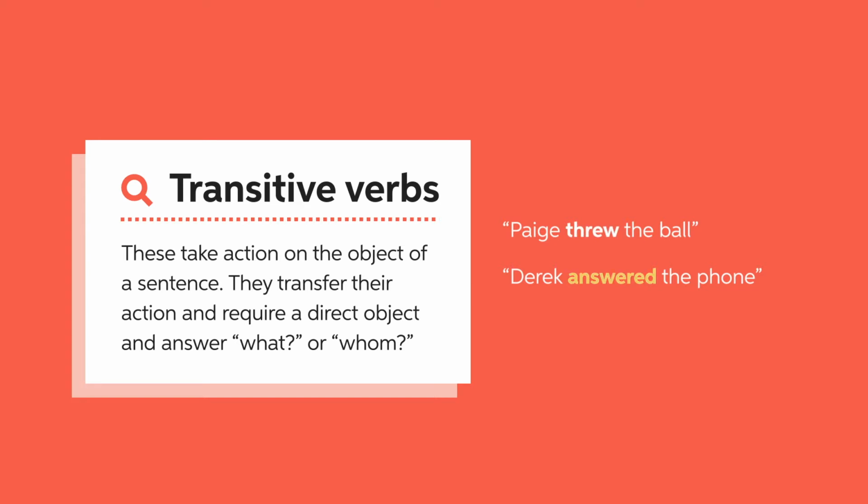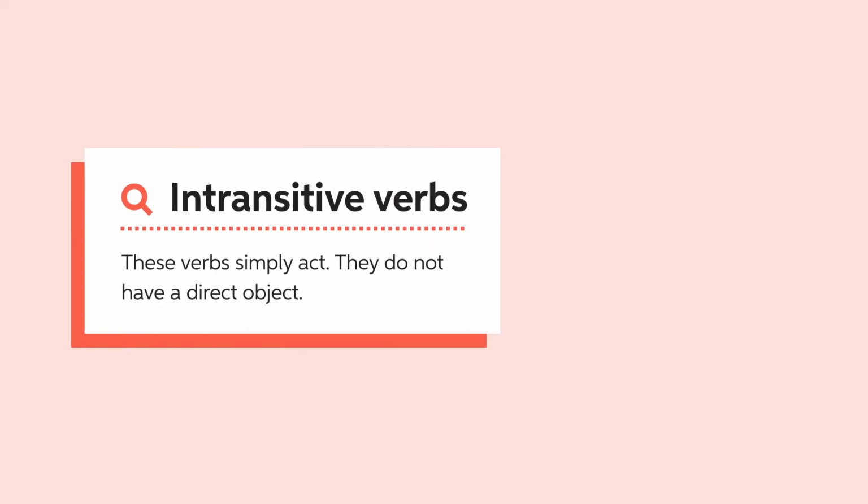Paige's action of throwing is transferred to the ball, while Derek answering the phone is an action on the phone. Intransitive verbs simply act. They do not have a direct object. Take these sentences for instance. Paige sneezes. Derek laughed. Marley waits. None of these verbs require objects since the action being performed doesn't require one.